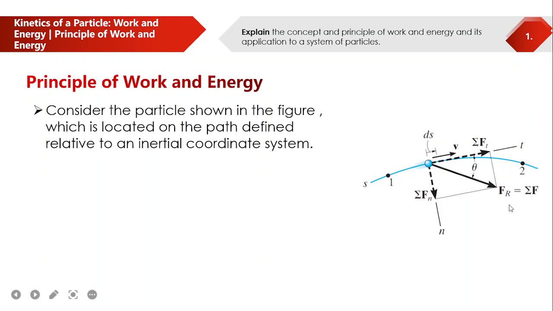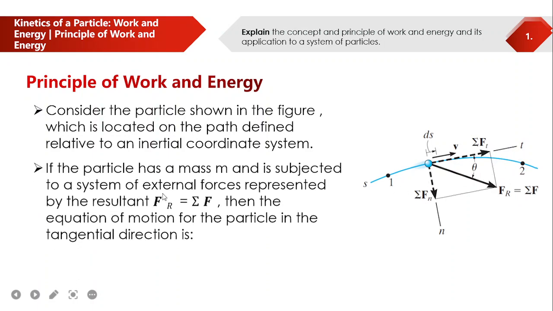Then F sub R, or the resultant force, is equal to all of the forces. Here is our normal force and our tangential force, because it is moving on a curved path, so it has tangential and normal components. We also have the displacement here, and then the velocity, and the angle from our resultant force to our tangential force.